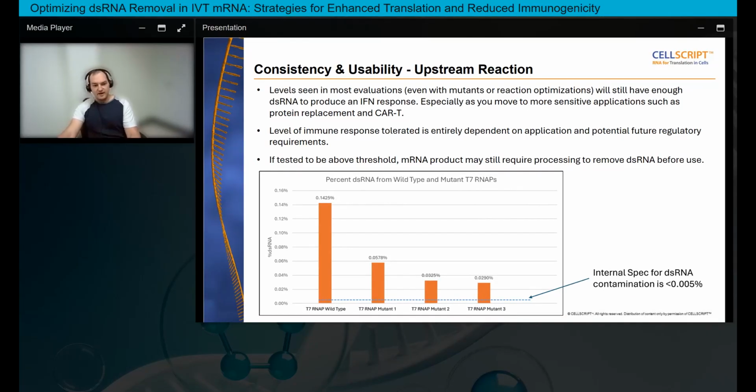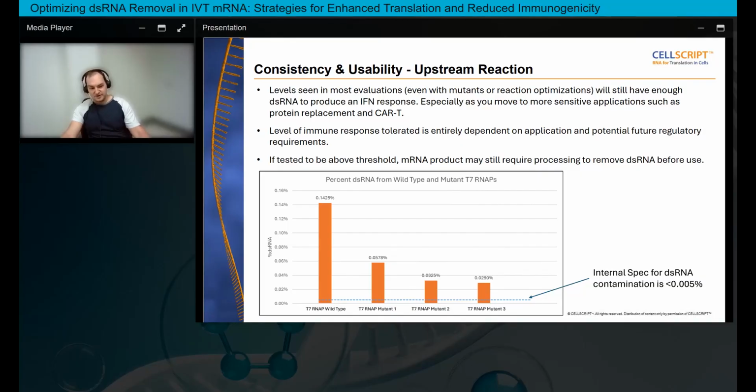But here's the rub: even at that level that you see with the T7 RNA polymerase mutants, there will still be enough double-stranded RNA within those samples to produce quite a substantial interferon response. Now, this is even for simple applications like gene expression in sensitive cells, for monocytes.